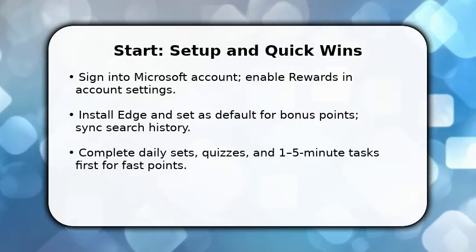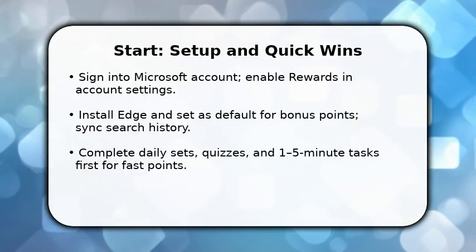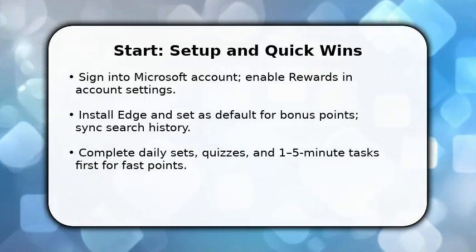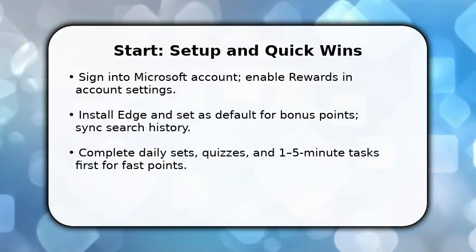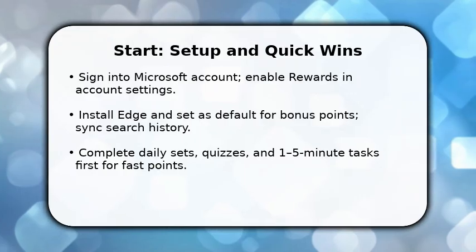You begin by signing into your Microsoft account and turning on rewards. This unlocks tracking and offers. Install Edge and set it as your default browser because Edge searches and browser bonuses boost earnings automatically.